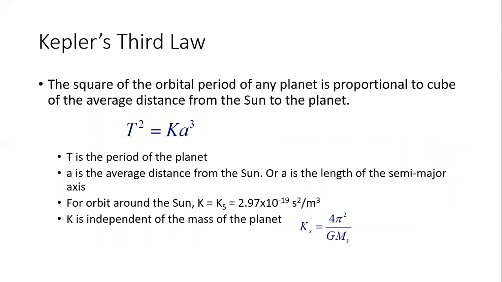Kepler's third law. The orbital period of any planet is proportional to the cube of the average distance from the sun to the planet. T squared equals K A cubed. T is the period of the planet. A is the average distance from the sun, or the length of the semi-major axis for an orbit around the sun. K equals K_S, 2.97 times 10 to the power negative 19. K is independent of the mass of the planet.